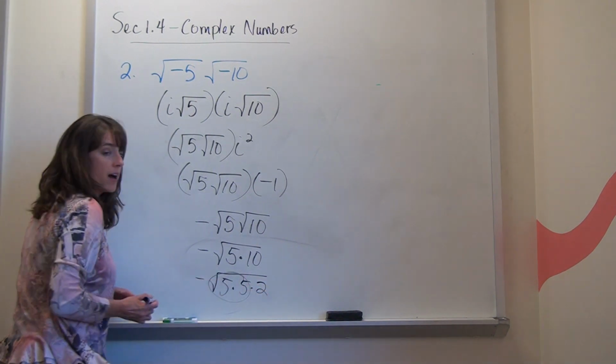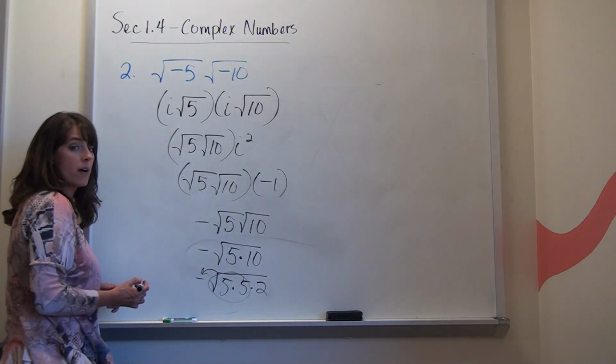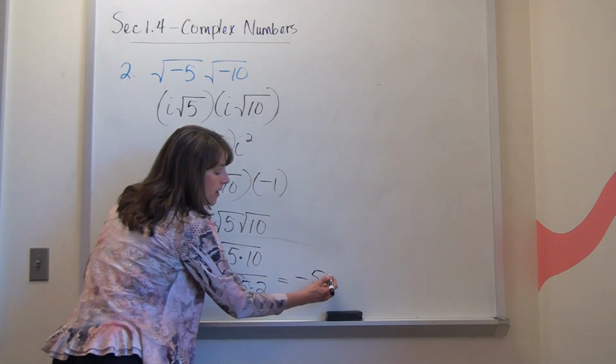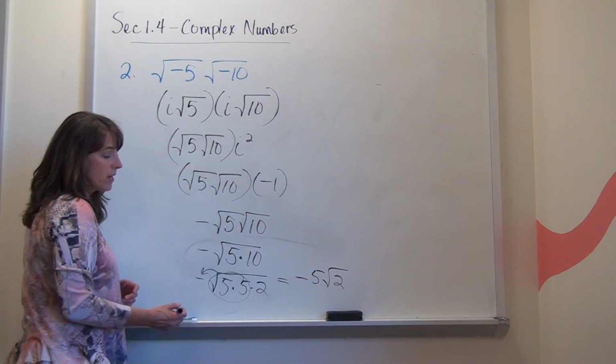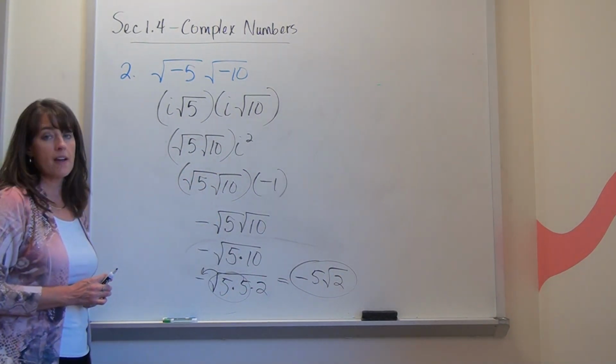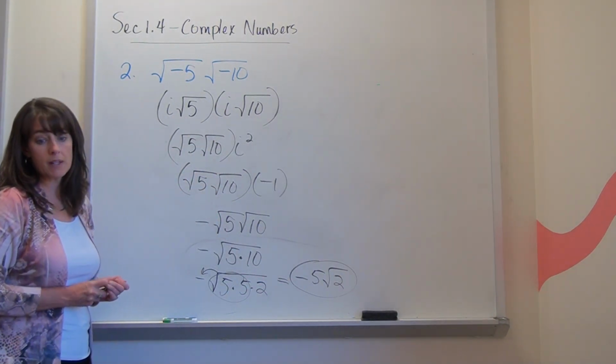Now I have a pair of 5s, and I can take one of those pair out, and that dissolves the other one. So I'm left with a 5 outside the radical, 2 underneath the radical, and the negative out front because that i squared was a negative 1. And that's as simplified as that radical will get.